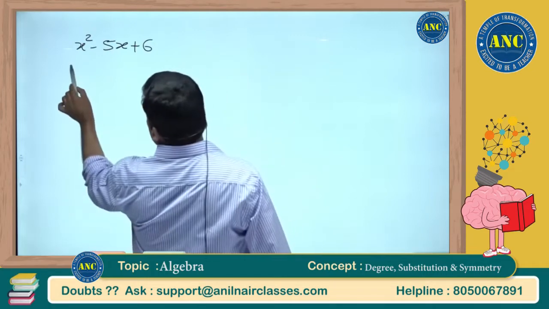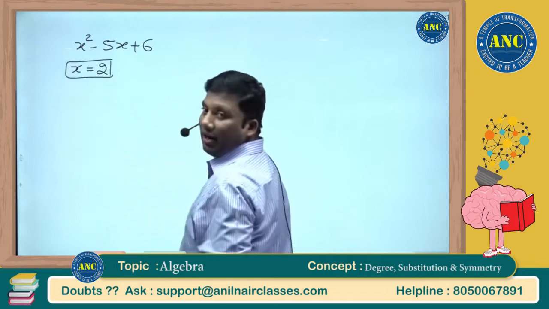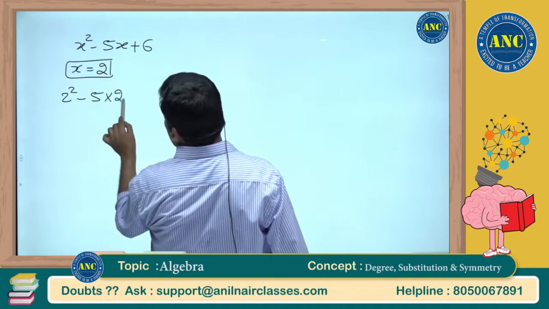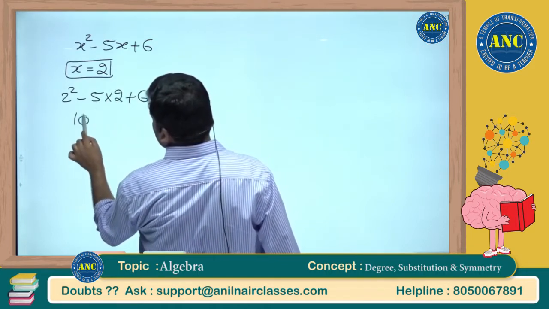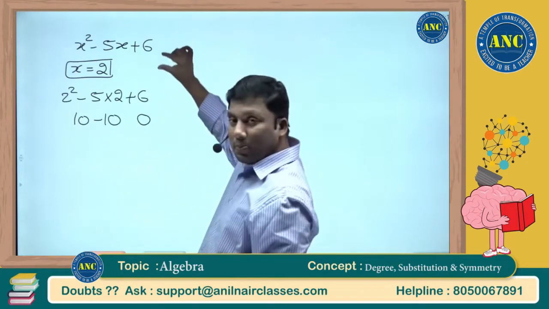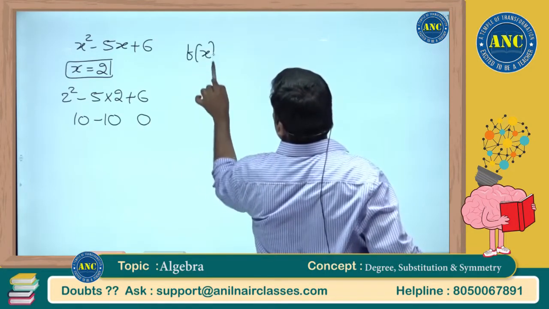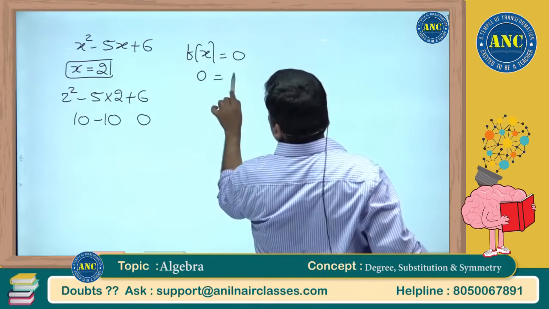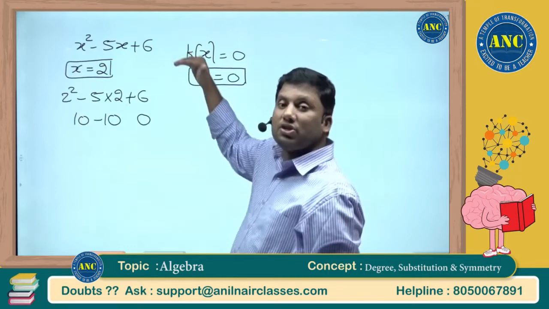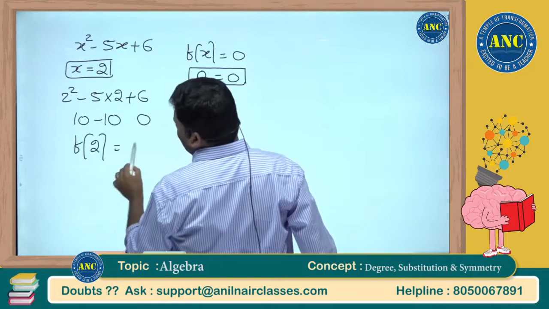Now if I substitute x equivalent to 2, this will become 2 square minus 5 into 2 plus 6. 4 plus 6 is 10. 10 minus 10 is 0. This expression is giving 0. That means if I equate this expression with 0, then 0 equivalent to 0. For f of x, if I substitute 2, f of 2, I am getting 0.